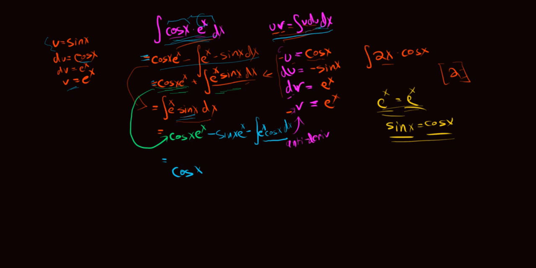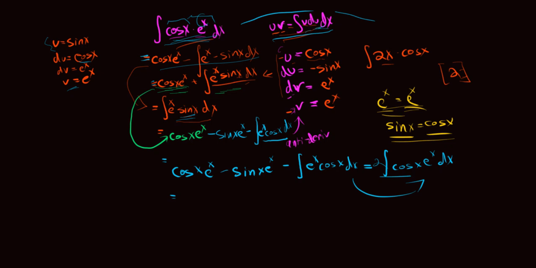But now watch. Cosine x e to the x minus sine x e to the x minus the integral of e to the x cosine x dx is equal to, just bring down the original term, and here we get the integral. Oh, that's terrible. Cosine x e to the x dx, right? But notice we have a minus sign, so what can you do here? Well, shift this to the other side and we'll get two of these terms.